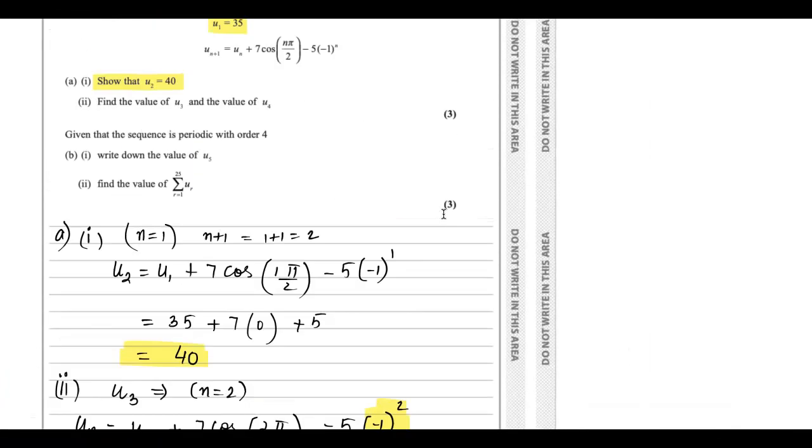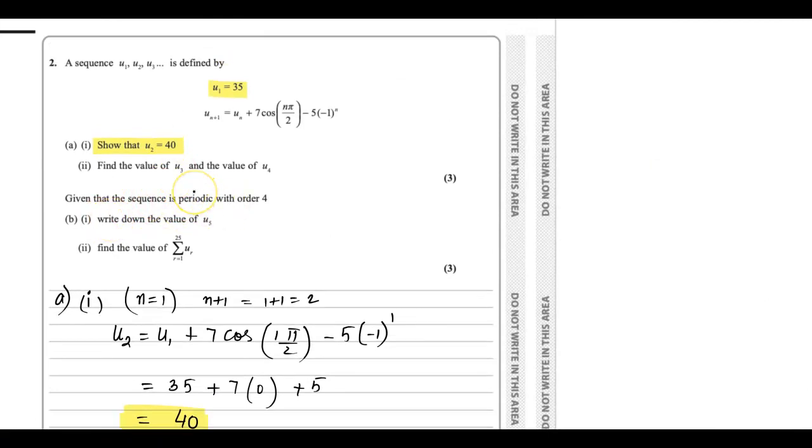Now for the B part, given that the sequence is periodic with order 4. Order 4, what does it mean? If we are given the order or period of a periodic sequence, it is nothing but the number of terms in a repeating cycle. How many terms do we have in each repeating cycle? For example, if I say a sequence is periodic with order 3, it would be like A, B, C. You have 3 terms in that periodic sequence and then it will start repeating.